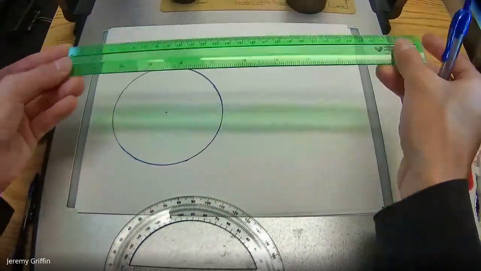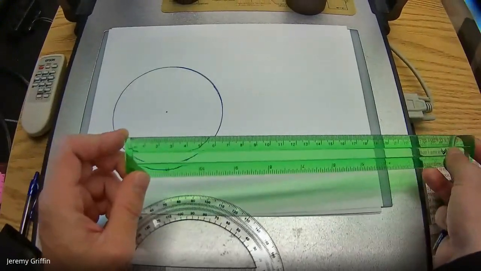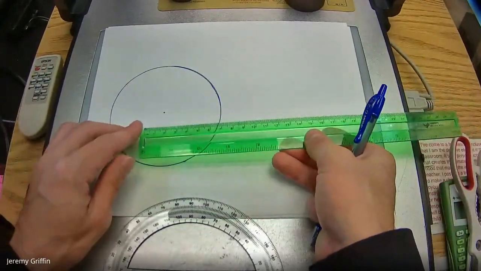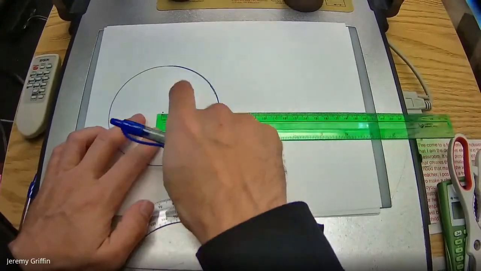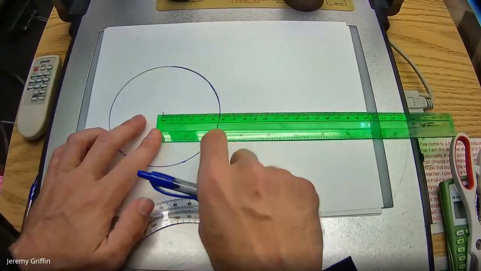Is I could use the ruler. How could you use a ruler to make a circle? Well, if you're looking for a bunch of points that are equidistant from a central point, then I wonder what the radius of this circle is. Maybe I want to make one that's the exact same size.